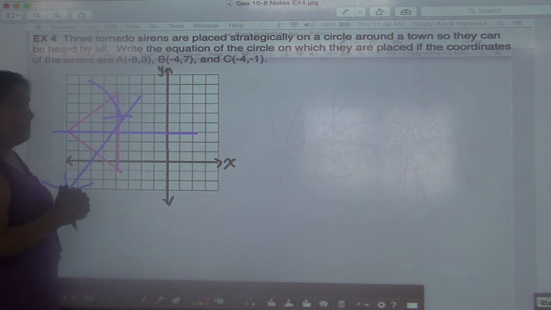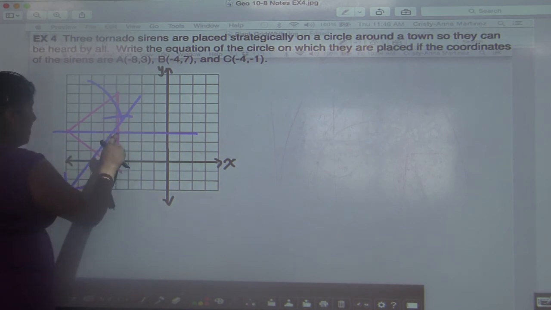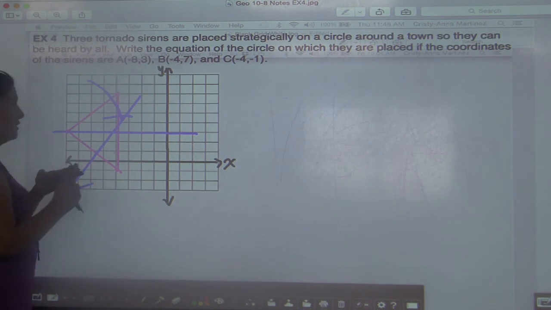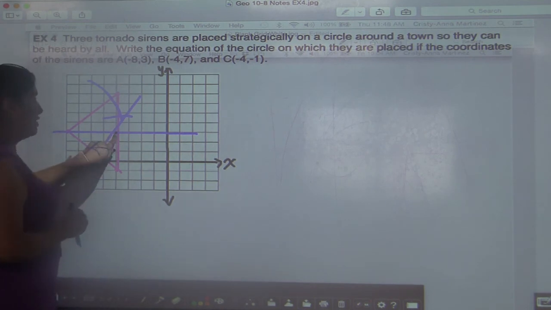Now again, you'll have more luck because your grids won't be skewed like mine. We can tell that it's supposed to cross here, and if I had a better graph, that's what would have happened. So once you get two of the perpendicular bisectors to cross, then that is your center.